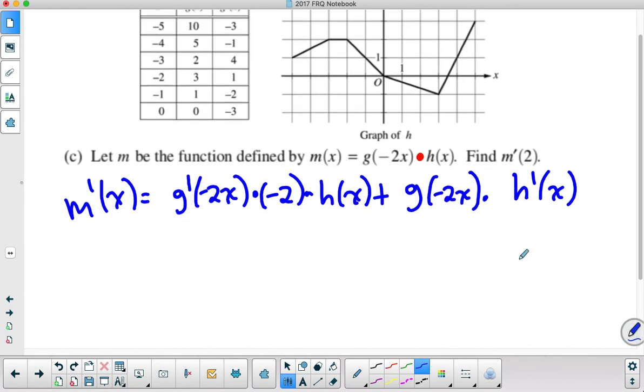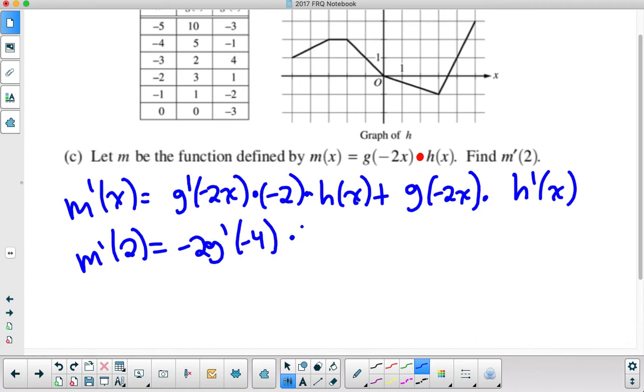But before I jump into the table, let me plug in 2. So m prime of 2. I'm going to move the -2 out front. So -2 g prime of -4. You don't really have to do this. You could just jump right into your values, which you probably should do, because this is just wasting time. Okay, but anyway, I just wanted to write that step down there.